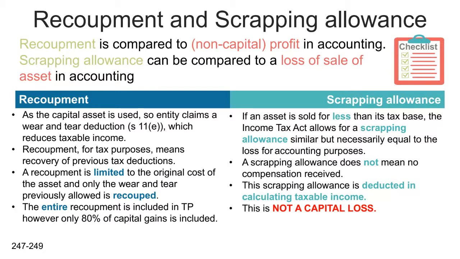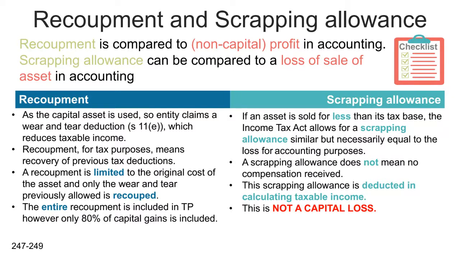But yeah, okay. So anyway, this is what I wanted to remind you about. When we're calculating recoupment, we're going to limit the selling price to the cost of the asset, and we're going to minus it from the tax base. Remember, because we want to get that portion between original cost and tax base. Basically, it's the wear and tear that you've gotten back in the form of profit. However, with capital gains, we take 80% of that capital gain.